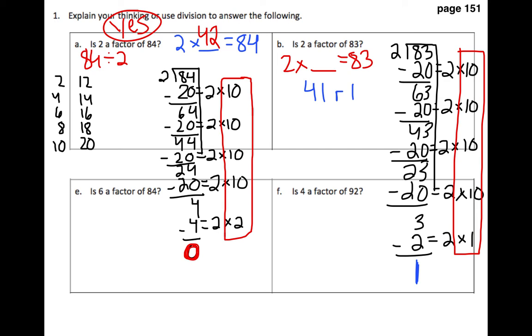If we have a remainder, like we do here, that means our answer is no, 2 is not a factor of 83 because it doesn't divide evenly into 83. So when we're using division to determine factors, if there's a remainder, the number is not a factor. If there's no remainder, like in the first problem we did, then it is a factor.